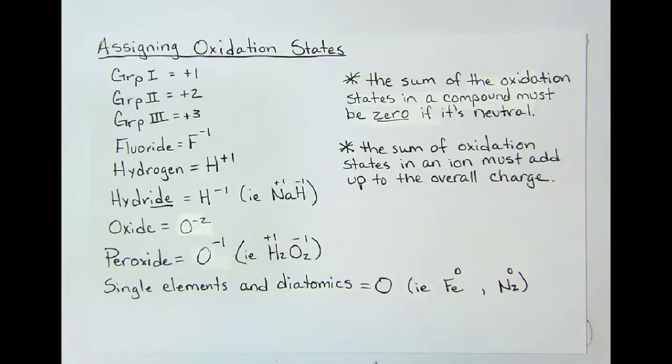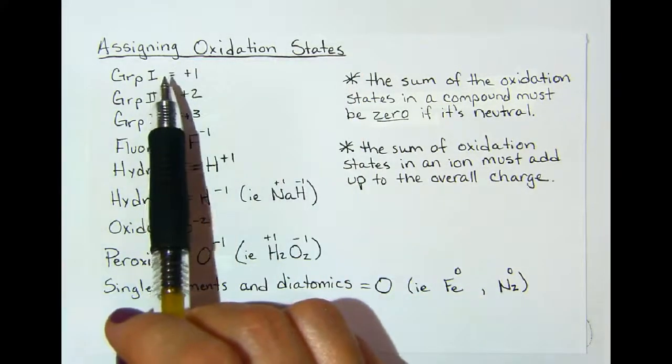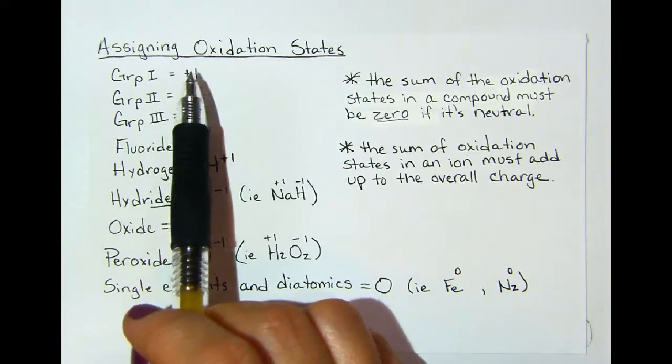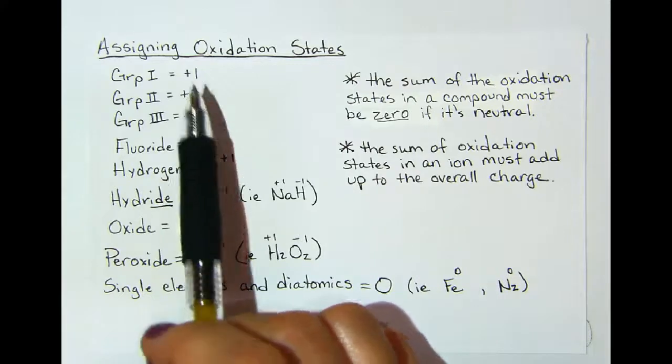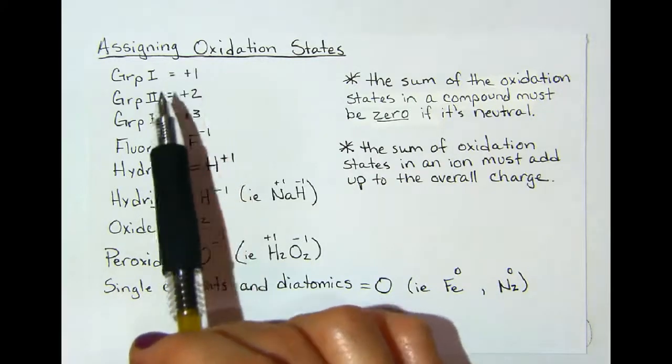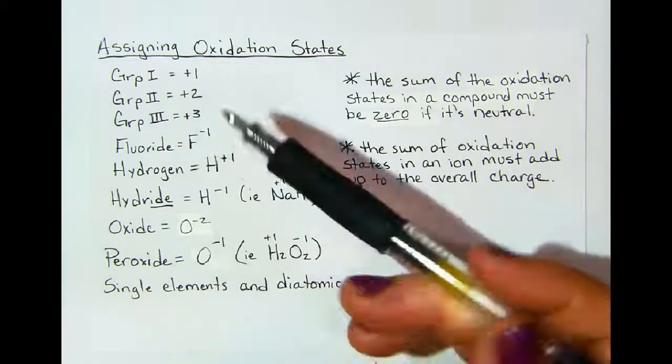So here's your note card. Pause the video and copy it down. When you assign oxidation states, any element on the periodic table in group 1, an alkali metal, has to be +1. Group 2 +2, group 3 +3. There is no exception to these, so they are something that you can label first. Fluoride can only be a -1.